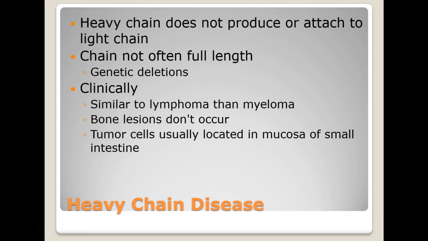Heavy chain disease does not produce or attach to a light chain. The chain is not full length, and it's similar to lymphoma, more lymphoma than myeloma. Bone lesions don't occur, but we have tumor cells usually located in the mucosa of the small intestine.